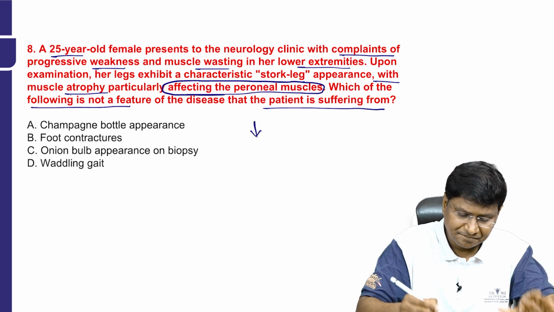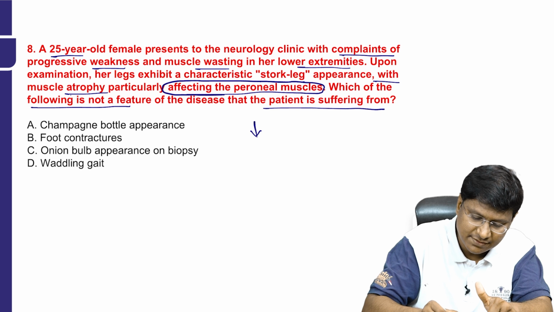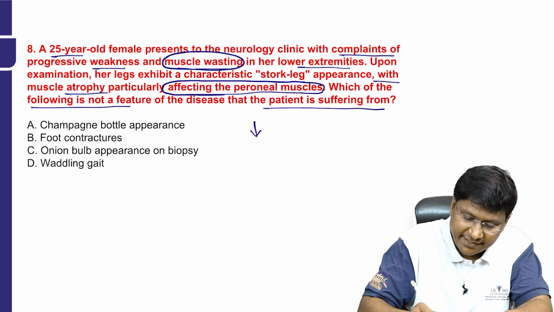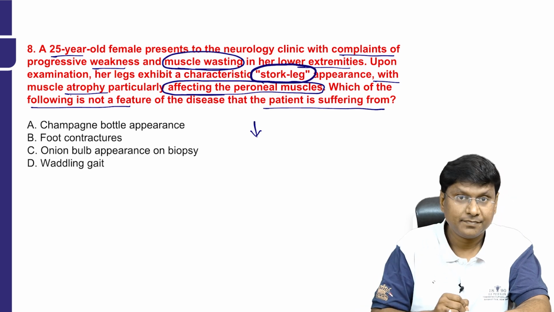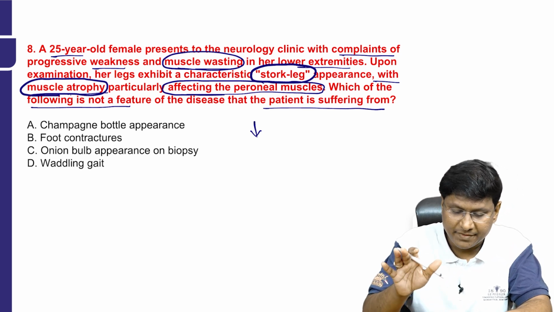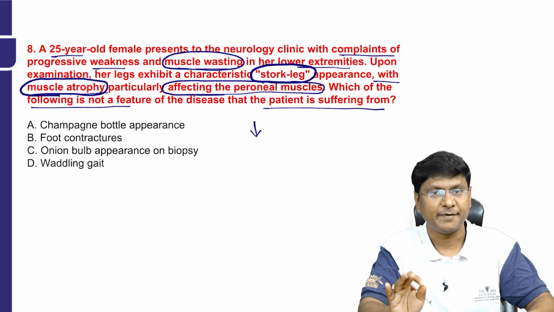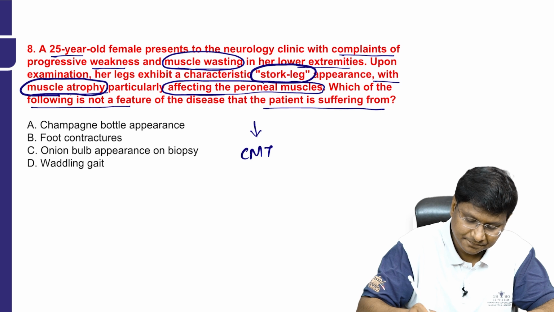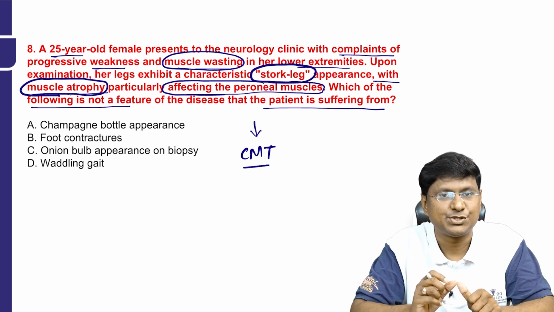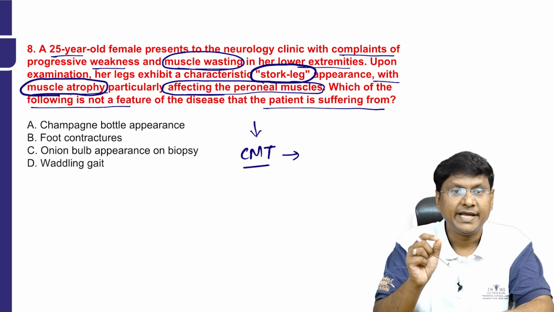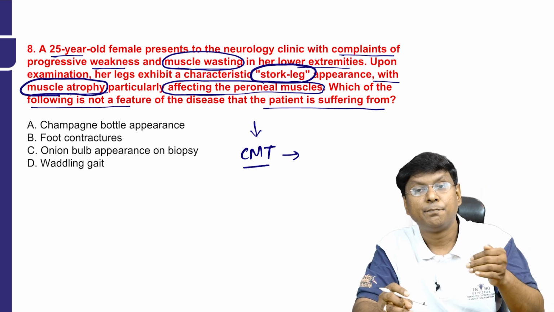So the patient has progressive weakness as well as muscle wasting in her lower extremities. Upon examination, her legs exhibit a characteristic stork leg appearance with muscle atrophy, particularly affecting the peroneal muscles. So what is this clinical diagnosis suggestive of? It is suggestive of Charcot-Marie-Tooth disease. Charcot-Marie-Tooth disease is a hereditary neurological disorder characterized by progressive muscle weakness.